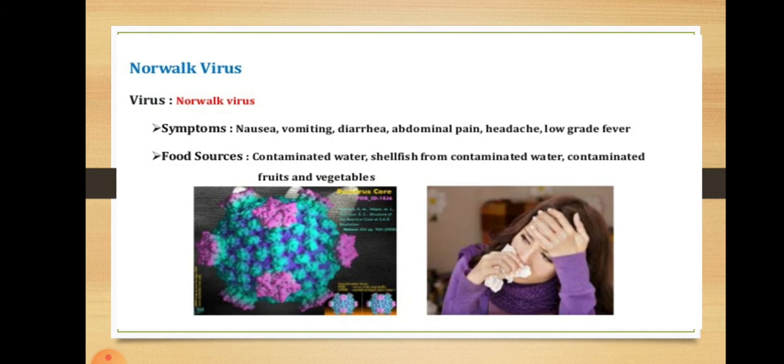The second type of virus is Norwalk virus. The symptoms are nausea, vomiting, diarrhea, abdominal pains, headache and low-grade fever. Source of food is contaminated water, shellfish from contaminated waters and contaminated fruits and vegetables.